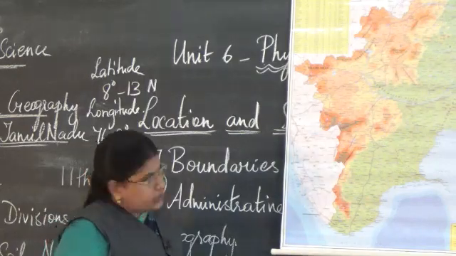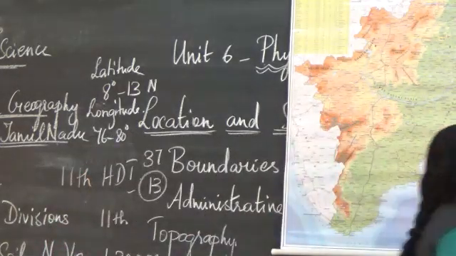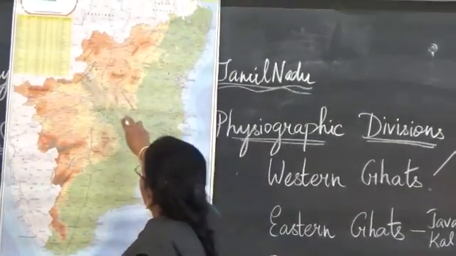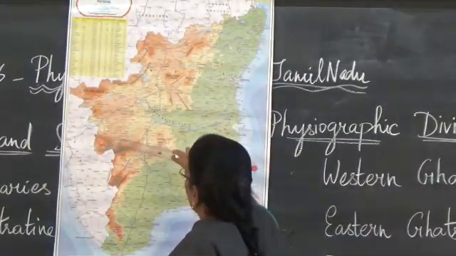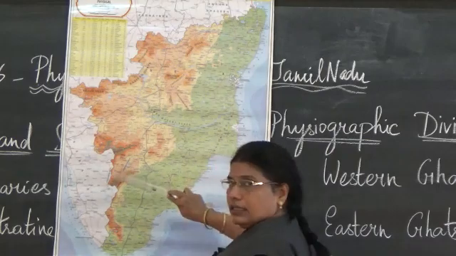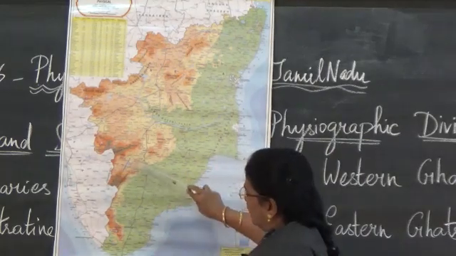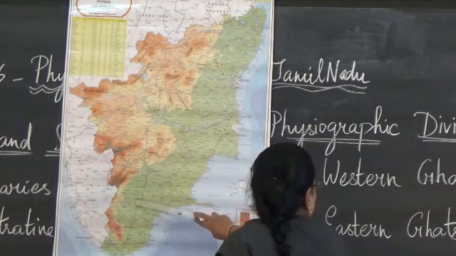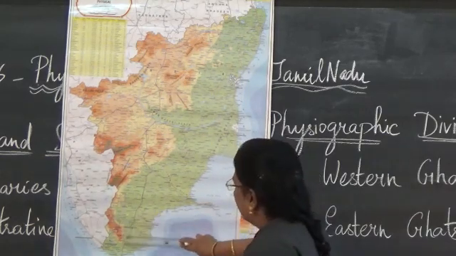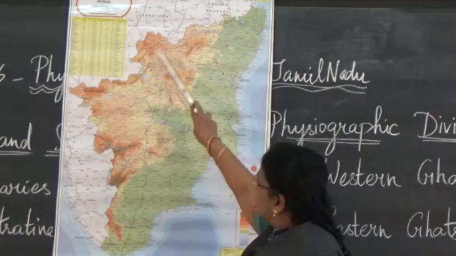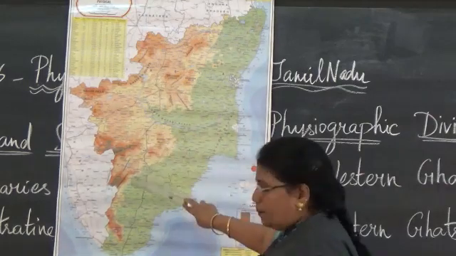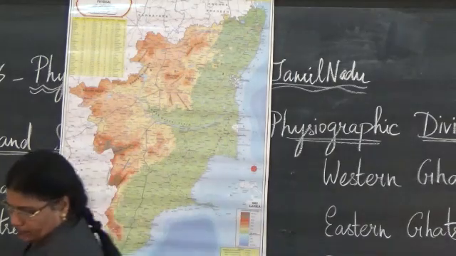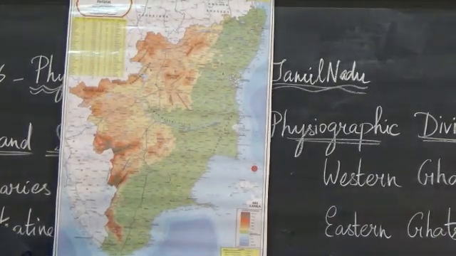The Nilgiri Hills, the Palani Hills, the Anaimalai Hills, the Cardamom Hills, Andipatti, Varshanad Hills, Podigai and the Mahendragiri. All these are the hills present in the Western Ghats. These are the major hills.